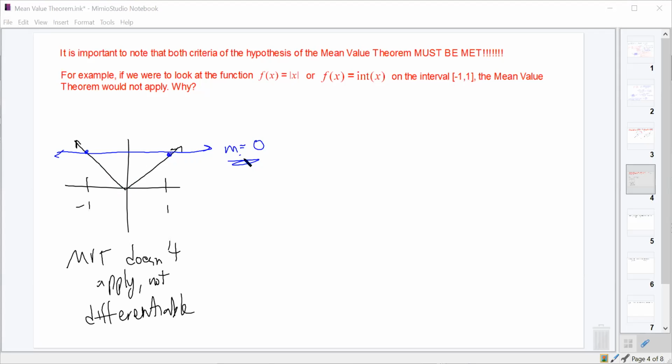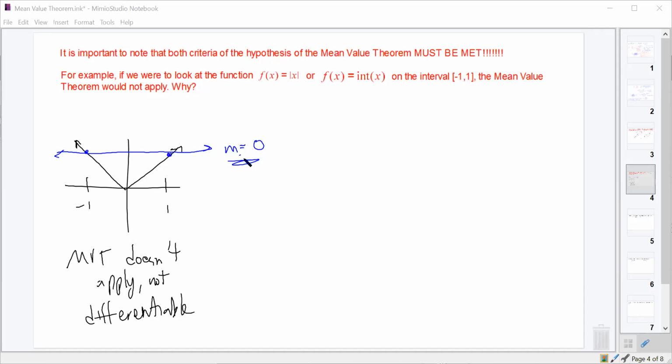Wait, so if you have one point where you can't differentiate, you can't use the theorem at all? That's correct. You cannot apply the theorem. It doesn't necessarily mean that there might not be a point where the instantaneous slope and the average slope are the same. There still could be, but it's just not guaranteed by this theorem. And so we can't apply the mean value theorem to find it.